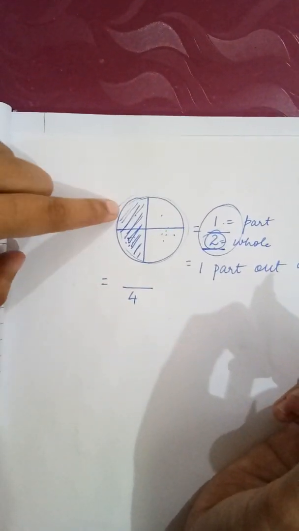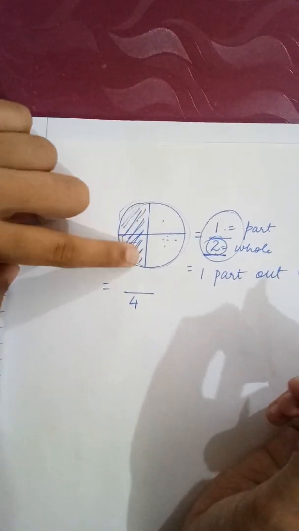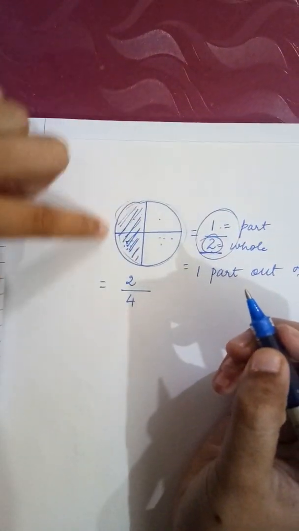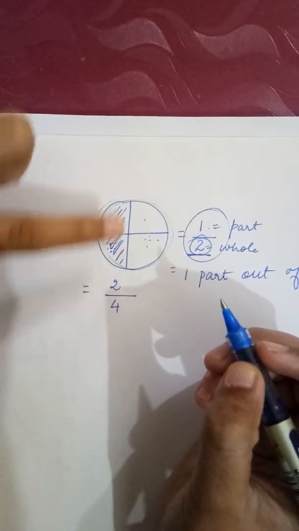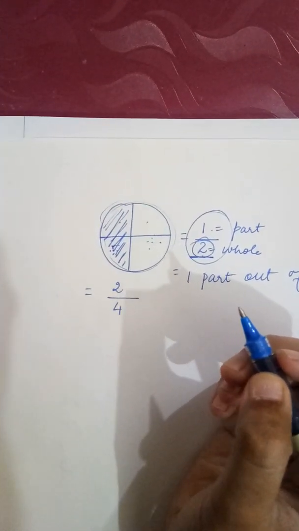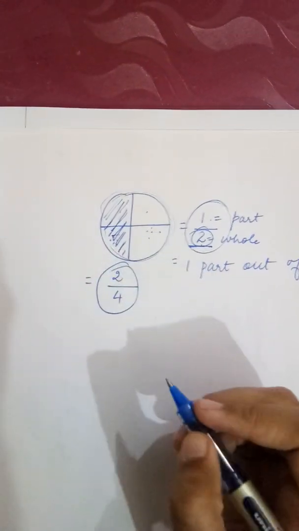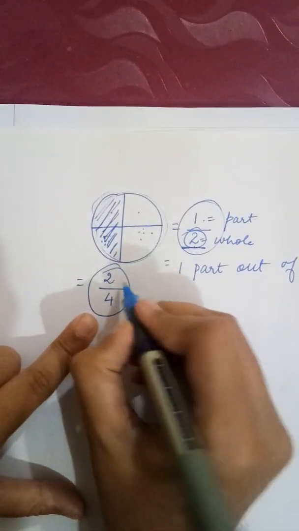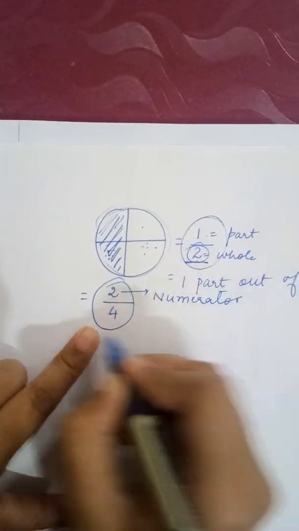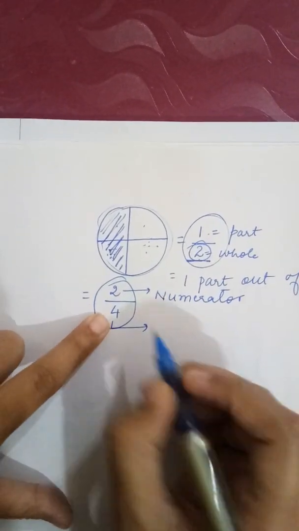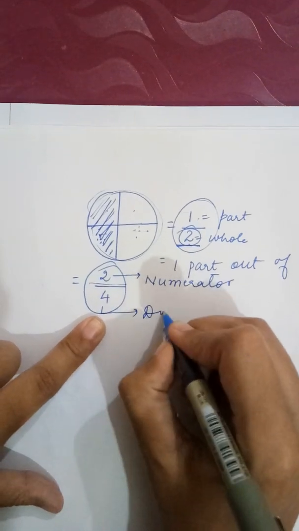Now how many parts are shaded out of these? 2. So can I say that out of these 4, 2 parts are used, 2 parts are shaded? Like this I can write, right? So this is called the fraction. Now in this fraction, this 2 is called the numerator, and 4, which is written below this bar, that is called the denominator.